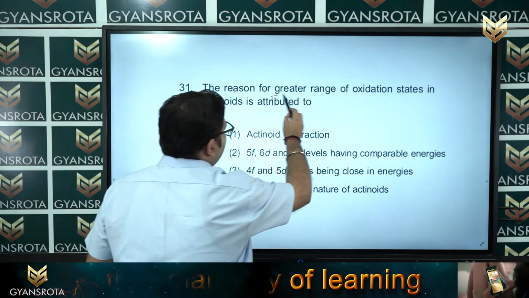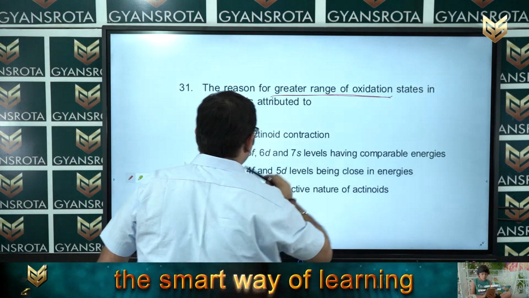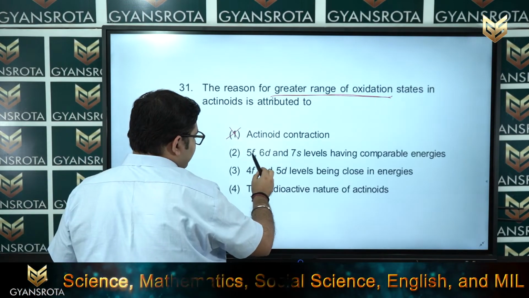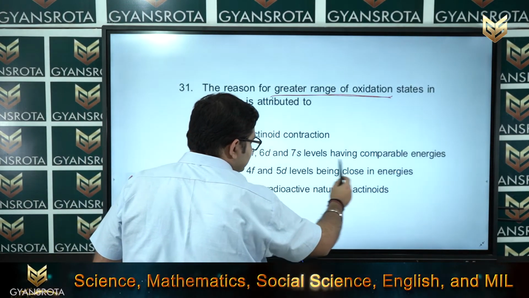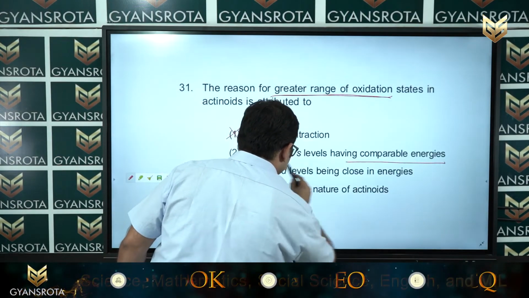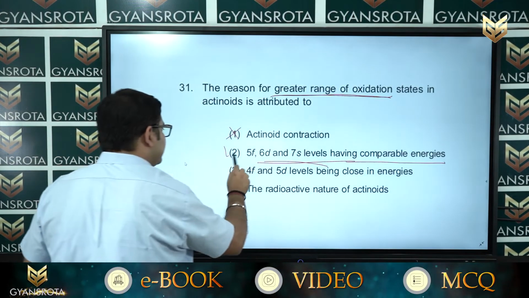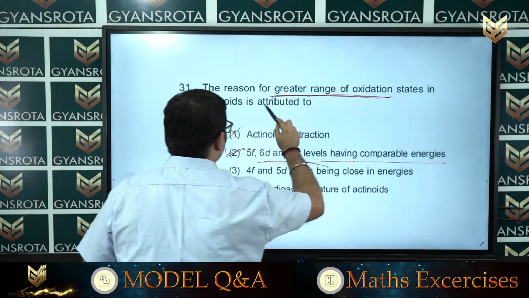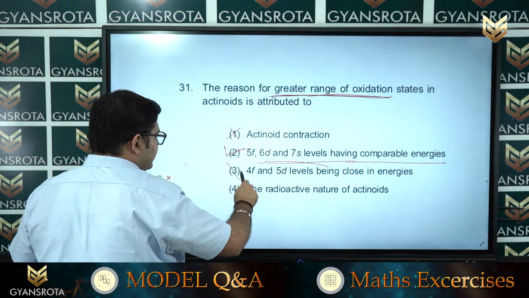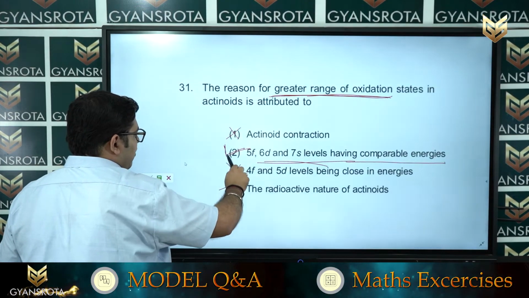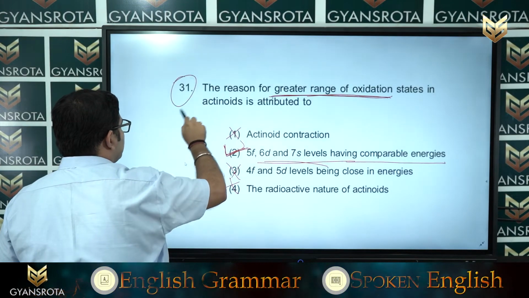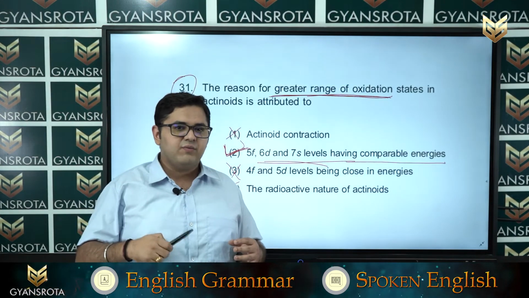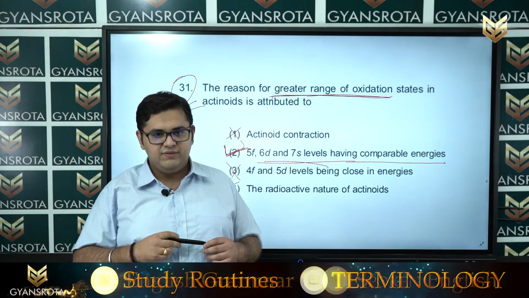For the greater range of oxidation states, the first option, actinide contraction, is not the correct option. 5f, 6d and 7s levels having comparable energies, this is the correct reason that f block elements show the greater range of oxidation states. Options 3 and 4 we can neglect. So, option number 2 is the correct answer of question number 31. It is a direct statement from the d and f block elements of your class 12 NCERT.